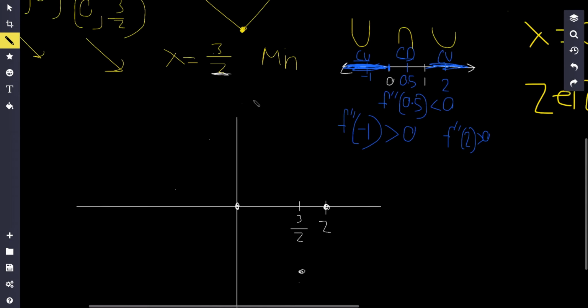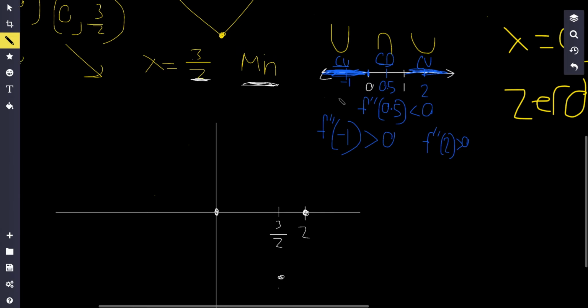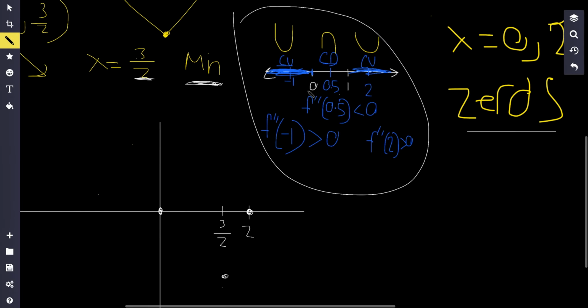Anyways, after you've plotted your minimum and maximum values, now it's time to look at your second derivative. So first step, you do the zeros. Second step, you plot the minimum and the maximums. And third step, you look at the second derivatives.